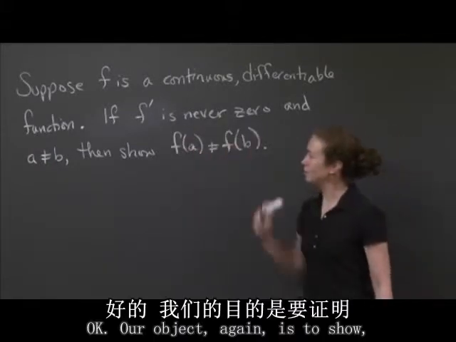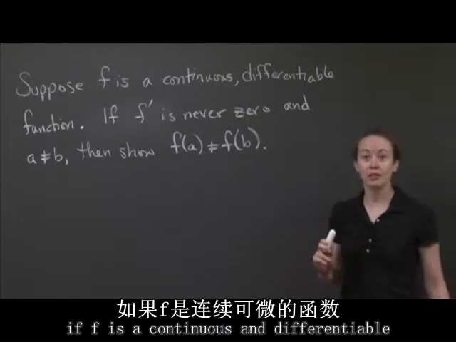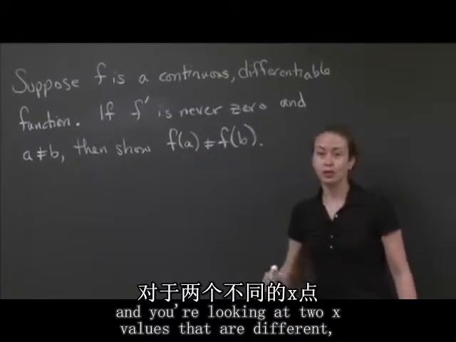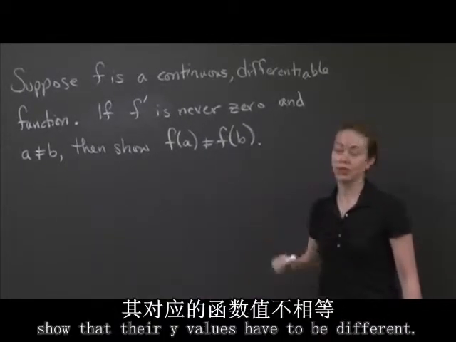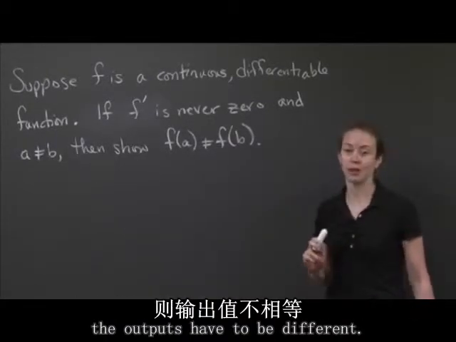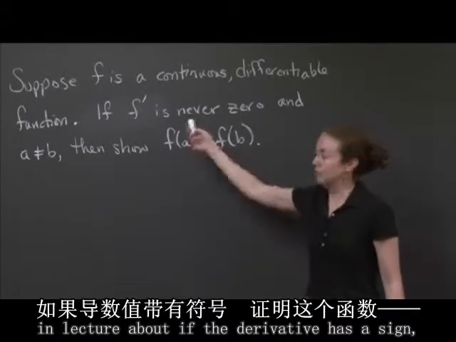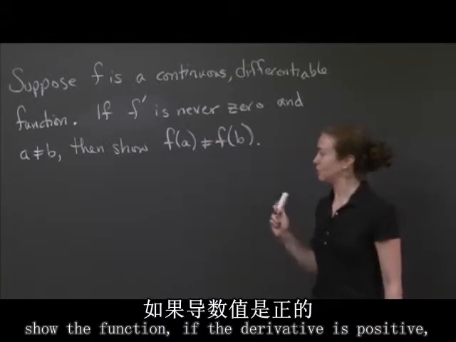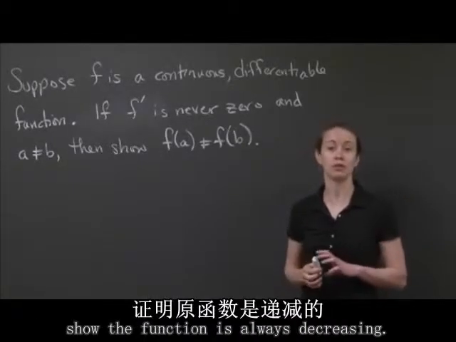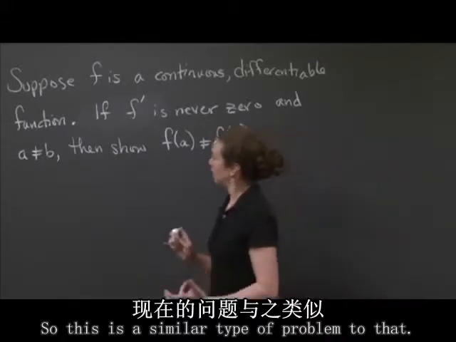Okay, our object, again, is to show if f is continuous and differentiable and its derivative is never 0, and you're looking at two x values that are different, show that their y values have to be different. Show that if the inputs are different, the outputs have to be different. Now this might remind you of something you saw in lecture about if the derivative has a sign: if the derivative is positive, show the function's always increasing, or if the derivative is negative, show the function's always decreasing. So this is a similar type of problem to that.